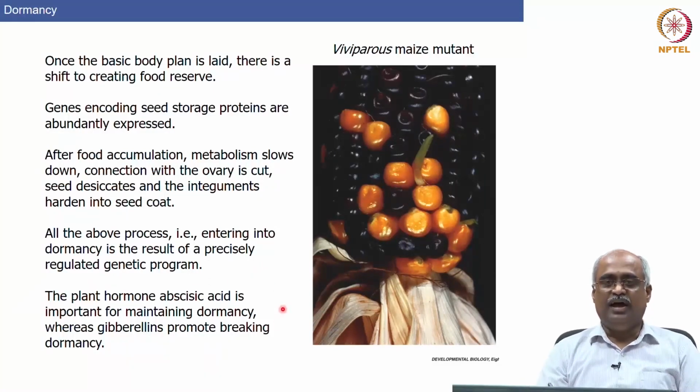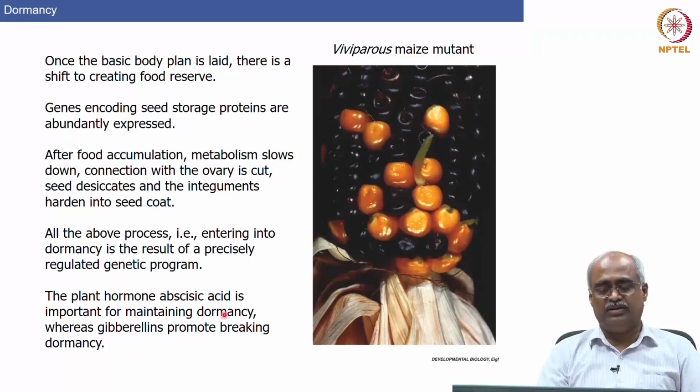Okay. And an important point to note here is that plant hormones control these genetic pathways that regulate dormancy. So for example, abscisic acid is a predominant plant hormone involved in dormancy, like entry into and maintaining dormancy. And gibberellins do the opposite. So these promote breaking dormancy, which we'll discuss in the next slide.